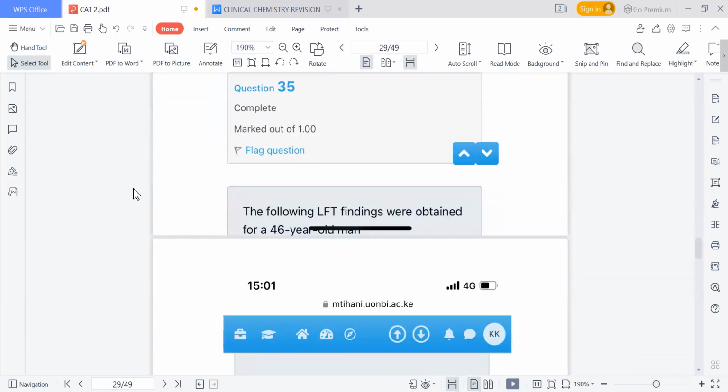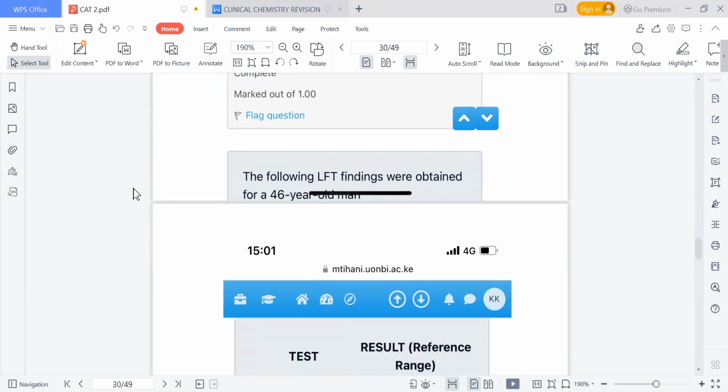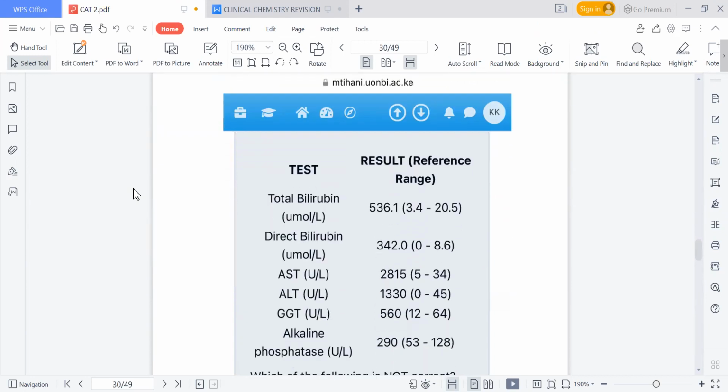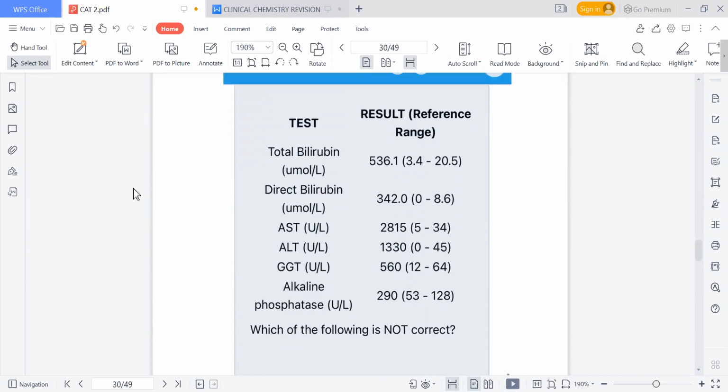Okay, this next question might be the last one because it's a long one. So the following LFT findings obtained for a 46-year-old man. Total bilirubin is increased. Direct bilirubin is increased. AST increased. ALT increased. GGT increased. Alkaline phosphatase increased. So even before moving on to the choices to help us know which of the following is not correct, we need to interpret these results in some way so that we can have an idea of what we're going to be looking for.